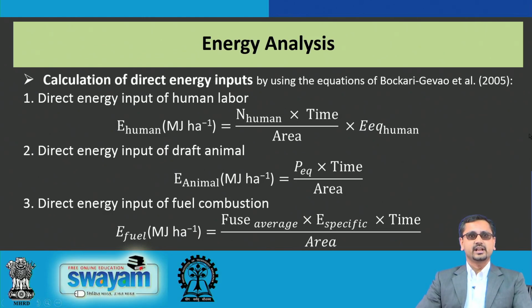Similarly, the direct energy input of the draft animal can be computed as the power equivalent of the animal multiplied by the time divided by the area on which the draft animals are utilized, and this energy is again expressed in terms of megajoule per hectare. Third is the direct energy input of fuel combustion, which can be expressed as E fuel in megajoule per hectare, which is the average use of the fuel multiplied by the specific energy coming from that fuel, multiplied by the time, divided by the area.